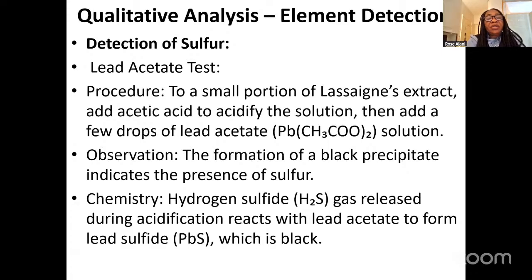Then you have the other method, the lead acetate test. You take also a small portion of the Lassaigne's extract and add acetic acid to acidify it. Then you add a few drops of lead acetate solution. You observe the formation of a black precipitate that indicates the presence of sulfur. The chemistry is that hydrogen sulfide gas released during acidification reacts with lead acetate to form lead sulfide, which is black in color.